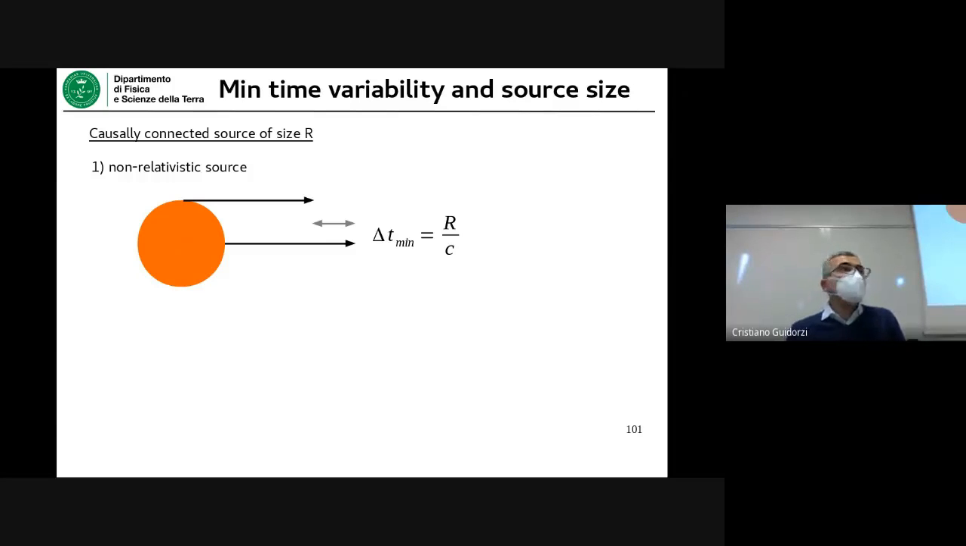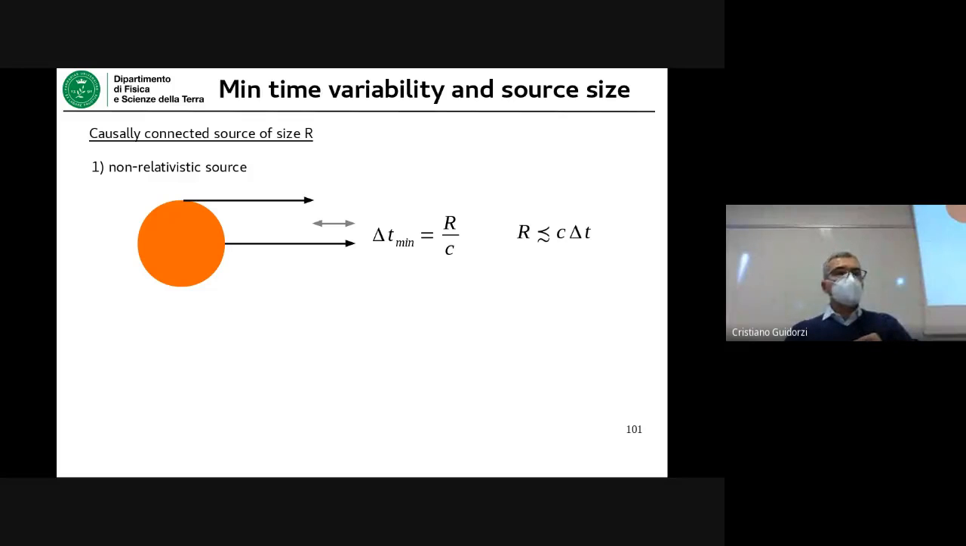If, for example, God could switch off the sun instantly, you wouldn't see the whole sun disappear at once. You would see the closest point to you, the center, and then as time goes on, the outer part. So if you measure the flux of the sun, you will not see a sudden drop, but something which drops smoothly. And the time scale is provided by r over c. So the non-relativistic case is easy to understand.